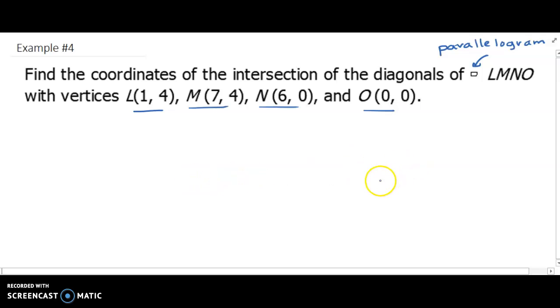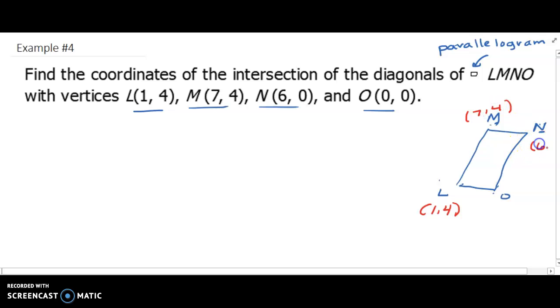Okay, so I'm going to just draw this, and it won't be accurate at all. So I'm just going to draw what looks like a parallelogram. This is L, this is M, this is N, and this is O. Now when I name these, make sure you go around, and you're not going L and then across to M and then over to N and then across to O. They just have to be in order one way or another. And like I said, I know this totally isn't accurate, but I'm going to put L is at 1, 4, M is at 7, 4, N is at 6, 0, and O is at 0, 0.